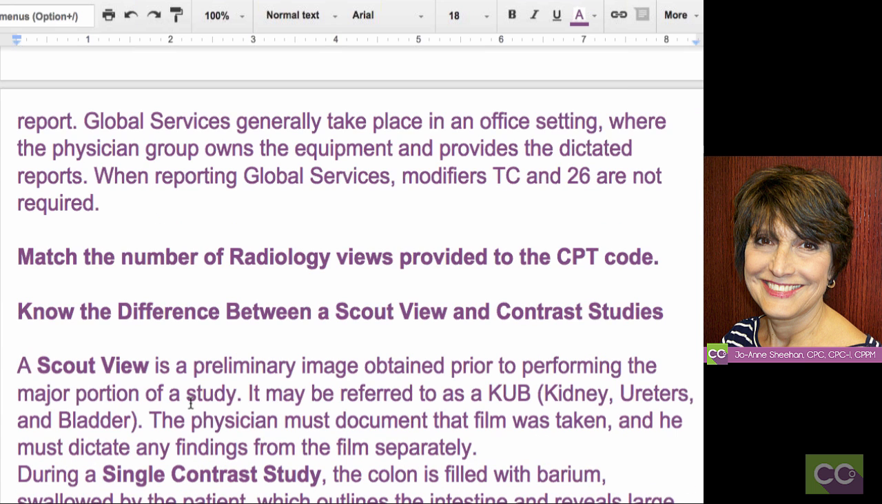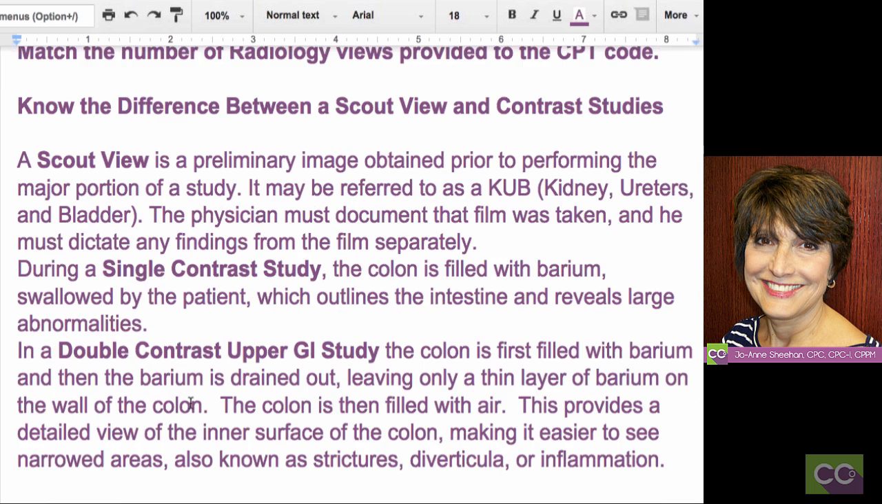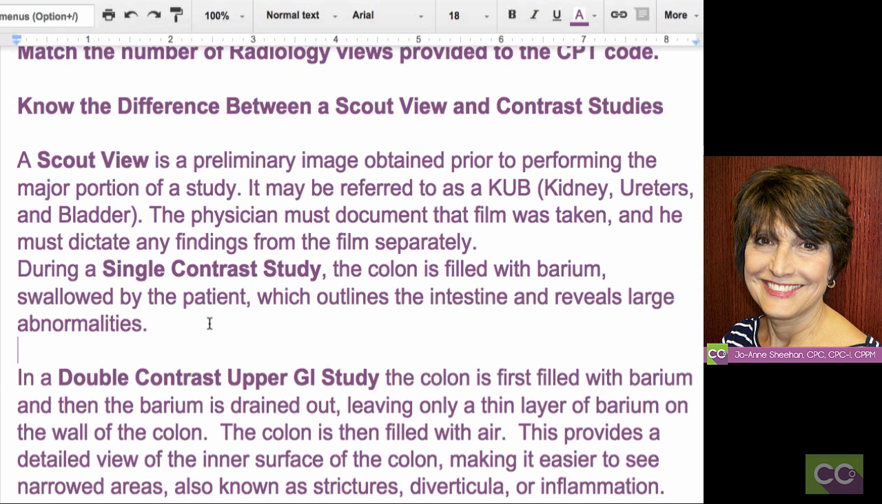When you're reading notes, you want to know the difference between a scout view and contrast studies, and that's really big. A scout view is a preliminary image obtained prior to performing the major portion of a study. It may be referred to as a KUB, which is kidney, ureters, and bladder. The physician has to document that that film was taken, and he must dictate any findings from the film separately.